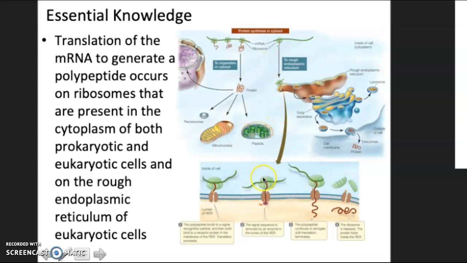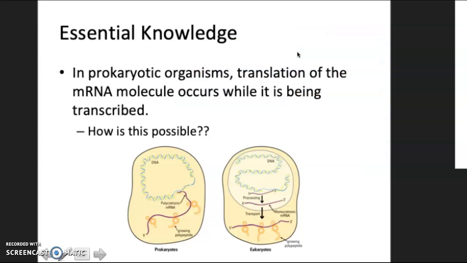If this is a prokaryotic cell, we don't have endoplasmic reticulum. So obviously the only scenario here is the ribosomes in the cytoplasm that can translate the messenger RNA code. The second piece of essential knowledge relates to what I just talked about. In prokaryotic organisms, so this is a prokaryote here, notice there is a circular chromosome of DNA, and you have a couple ribosomes here freely floating in the cytoplasm, but in a prokaryote, there are no other organelles.